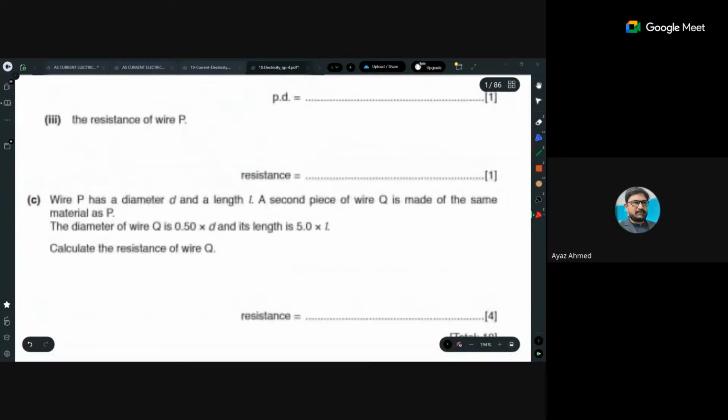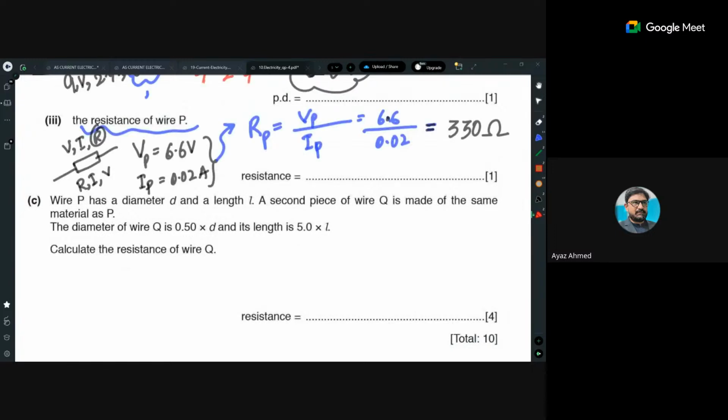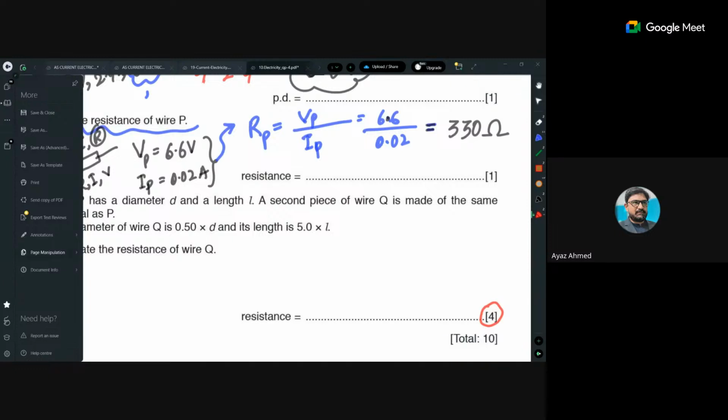Now you see, there is a question, a superb question. This is a question related to resistivity. Wire P has the diameter D and length L. The second piece of wire Q is made from the same material as P. The diameter of wire Q is 0.5 times D, I mean half of the diameter, and the length is 5 times. Calculate the resistance of wire Q. You are awarded 4 marks for this question. Okay, so I need an empty page here.